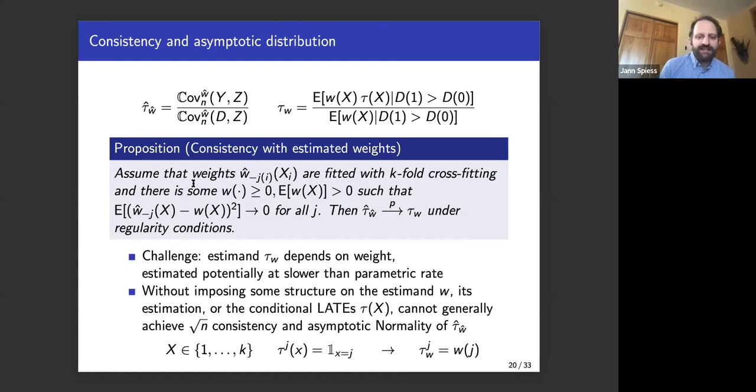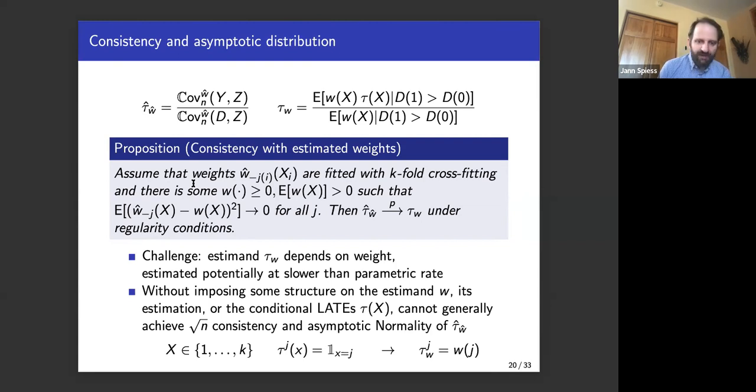Our first result is that if those weights are indeed fitted with k-fold cross-fitting and they converge to some function W, where I only need consistency in an L2 sense, so I don't need any specific rate, then the estimator on the left is consistent for the estimate on the right, in the sense that we converge in probability to the W-weighted LATE. Now that, of course, only tells me something about consistency. In practice, I may also want to do inference, and I may want to construct standard errors and learn something about the distribution around that estimate.